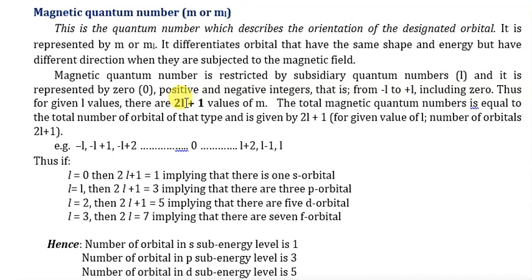Then plus 1, hiyo 1 ni nini? Ni 0. So total magnetic quantum numbers is equal to the total number of orbitals of that type and is given by 2L plus 1. So for any value of L, to get the total magnetic quantum numbers, or to get the total number of orbitals. Kumbuka kwenye azimuthal tunaangalia shape of orbitals, but in magnetic quantum number we can get the total number of orbitals and even the total number of electrons. So to get the total number of orbitals ni 2L plus 1.